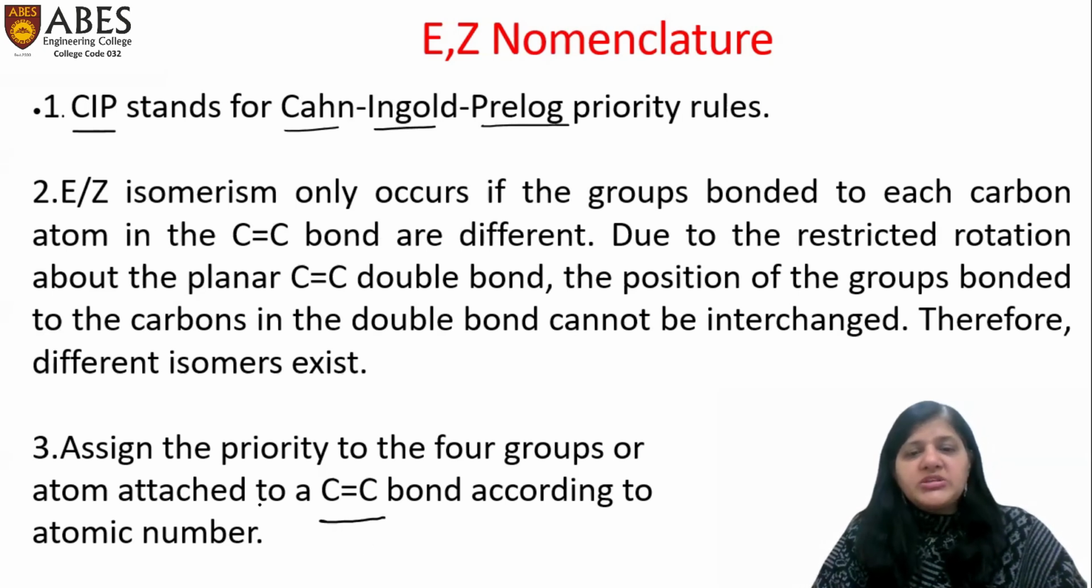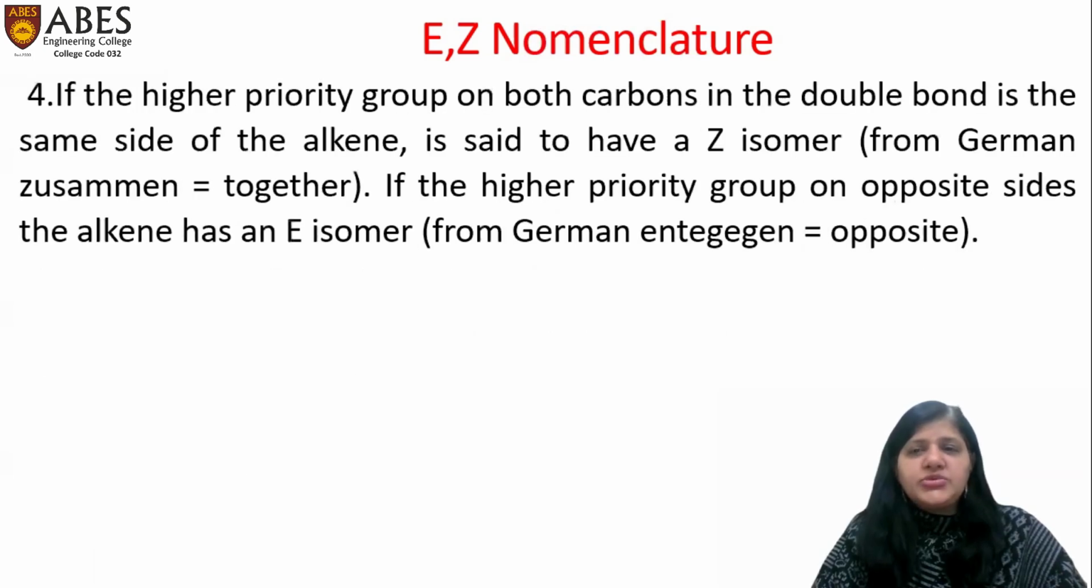Now, on the basis of priority, E and Z forms are assigned, where E isomer stands for the German term entgegen, which means opposite, and Z isomer is assigned to that molecule in which the higher priority groups are present on the same side of the carbon double bond, where Z is taken from the German word zusammen, which means together.